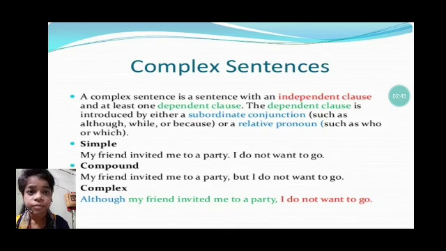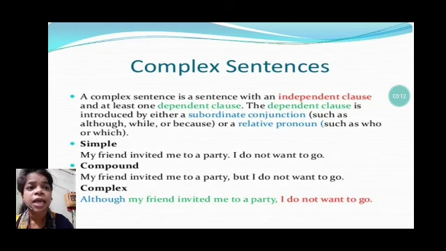Now see, as we know, three types of sentences are there. So three examples are given. First one, simple sentence: My friend invited me to a party. This is a normal sentence. As we discussed in the earlier video, my friend is the subject, invited is the verb, me is the object, to a party is the adverbial. So here my friend is the subject, and invited me to a party is the predicate.